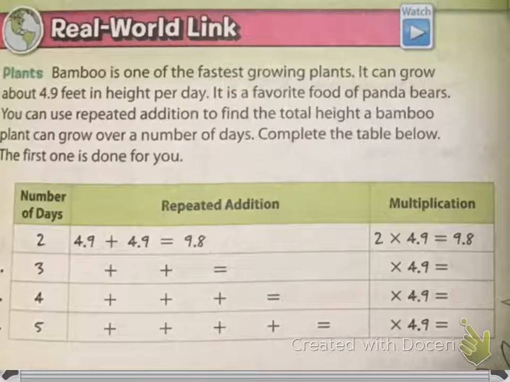But let's look. Bamboo is one of the fastest growing plants. It can grow about 4 9/10 feet in height per day. It is a favorite food of panda bears. You can use repeated addition to find the total height a bamboo plant can grow over a number of days. So complete the table below, either in your notebook or on page 193.